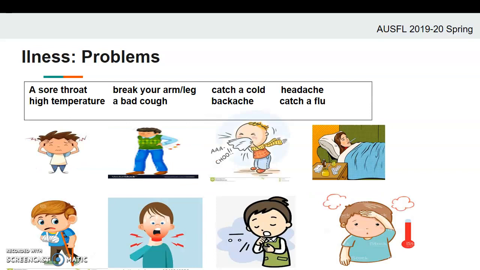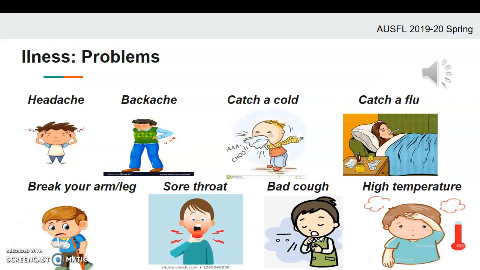Look at the problems and look at the pictures and try to match them first. In the first picture, this man has a headache, and in the second picture, this man has a backache. You can have a backache if you carry heavy things or if you sit for a long time.